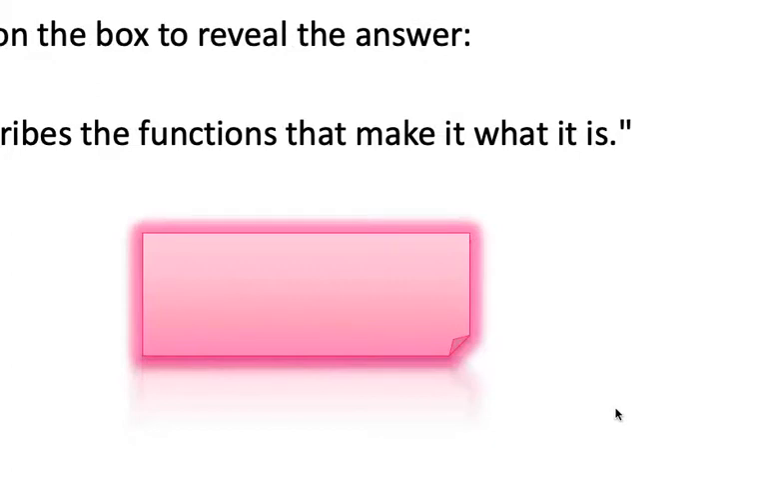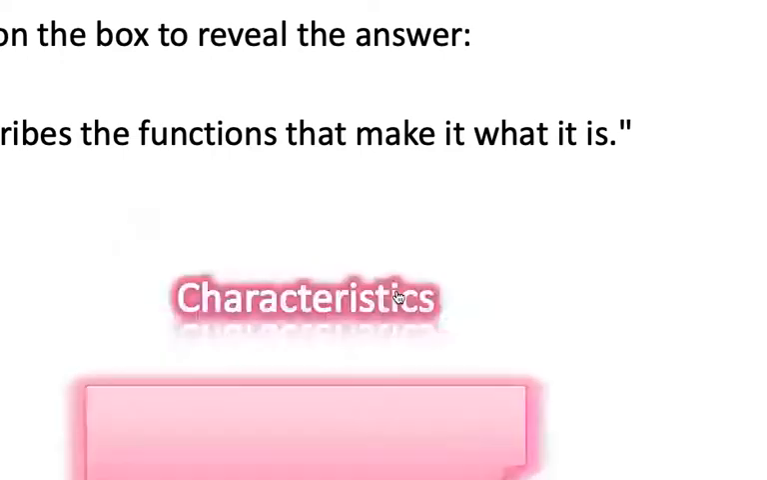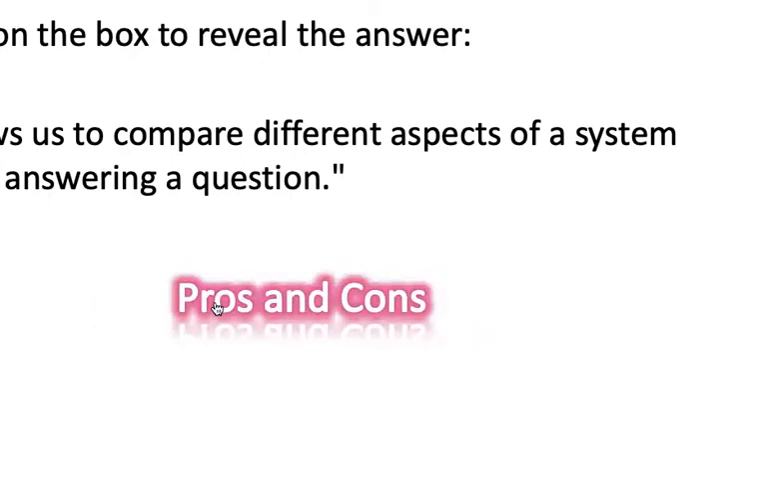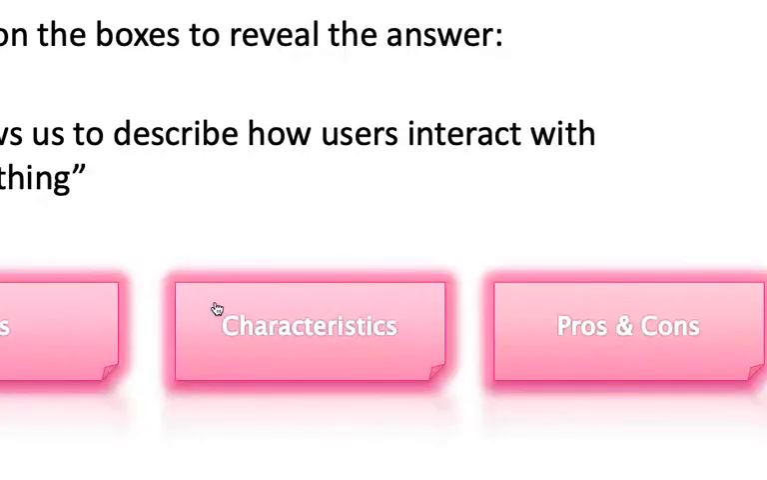Now, click on the box to reveal the answer. This is a short activity for you to build on. Describe the function that makes it what it is. So what is the keyword for this? Characteristics. Okay. Allow us to compare different aspects of a system when answering a question. What is the keyword for this? Pros and cons. Okay, click on the boxes to reveal the answers. Allows us to describe how users interact with something. So it is uses.